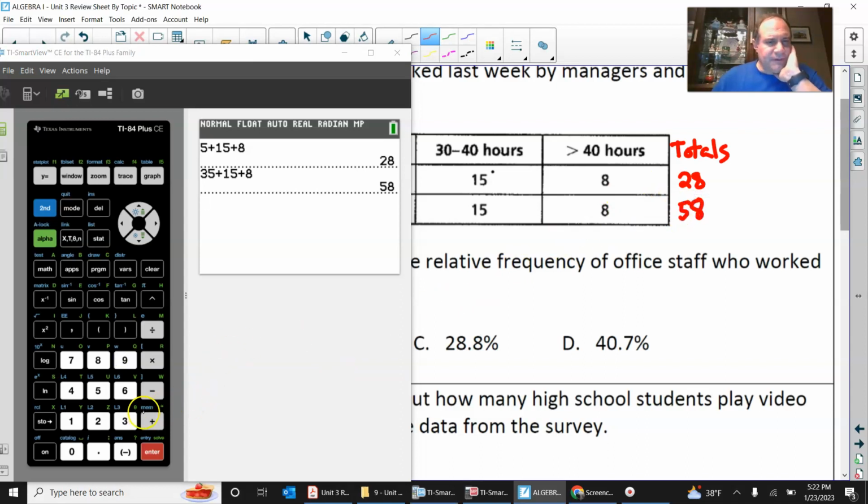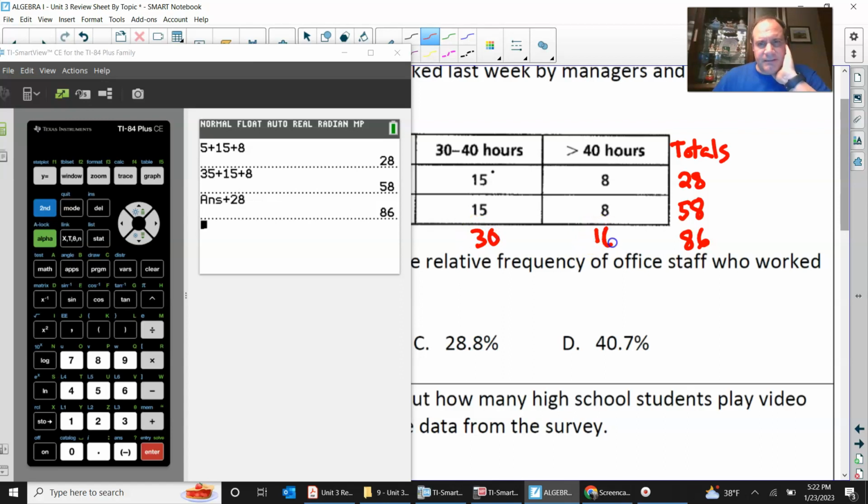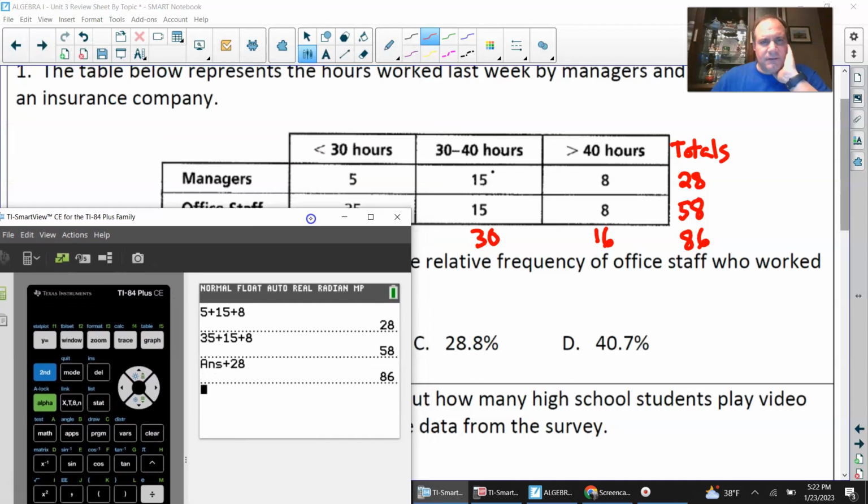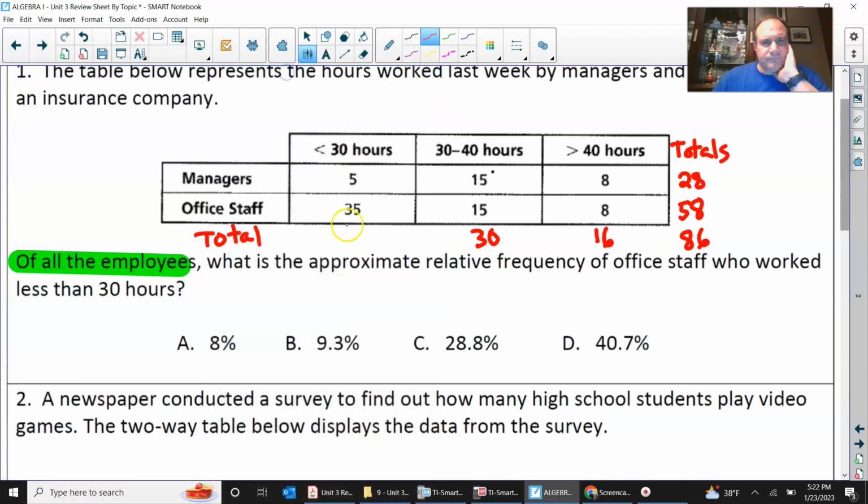The total, 58 plus 28, is 86. I'm just going to add down here. This is 30. This is 16. And then that's 40. And when I add these up, it should equal 86. So this is 70, 86. So this 28, 58 is 86.